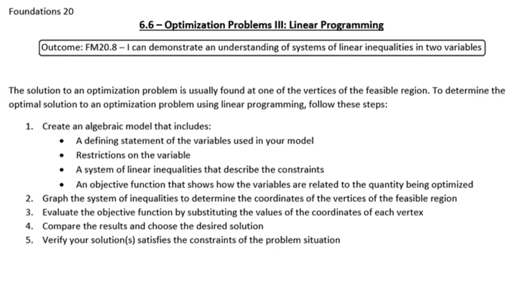6.6, Optimization Problems Part 3, which is linear programming. The solution to an optimization problem is usually found at one of the vertices of the feasible region, like we talked about in the last section. To determine the optimal solution to an optimization problem using linear programming, we want to follow a couple steps here.